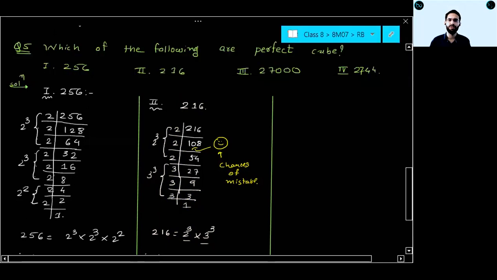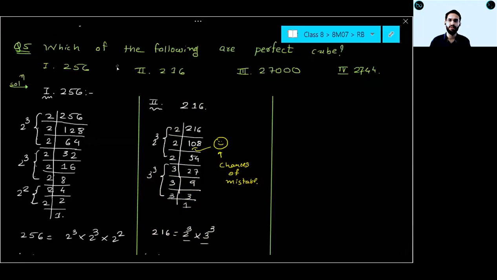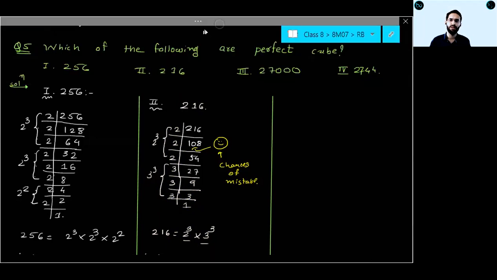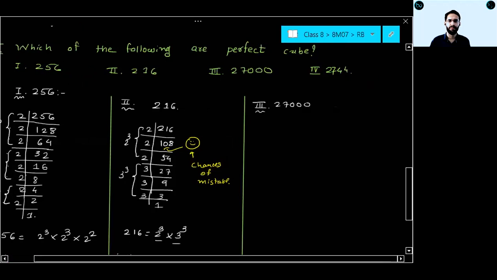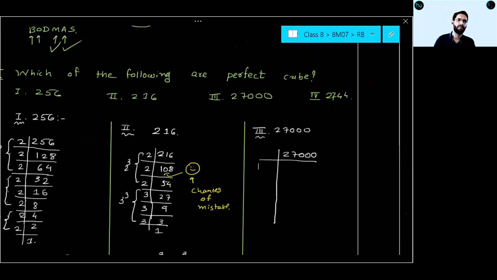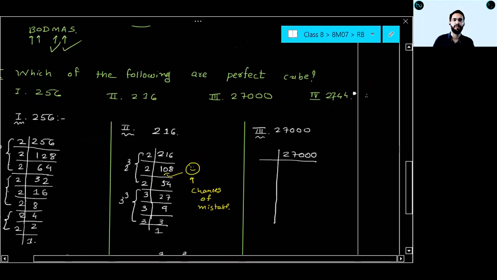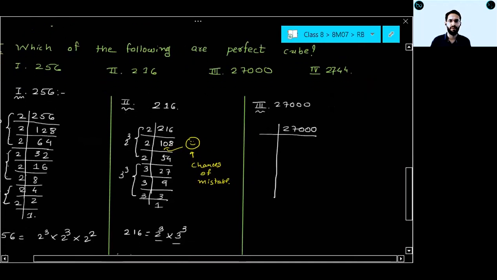Now let us see question number 3, that is 27,000. Who will tell me for this question? Raise your hand. Yes, Sanvi, tell me. 3 9s are 27, sir. 3 9s are 27. And what about the remaining 3 zeros? Sir, 3 zeros are 0.